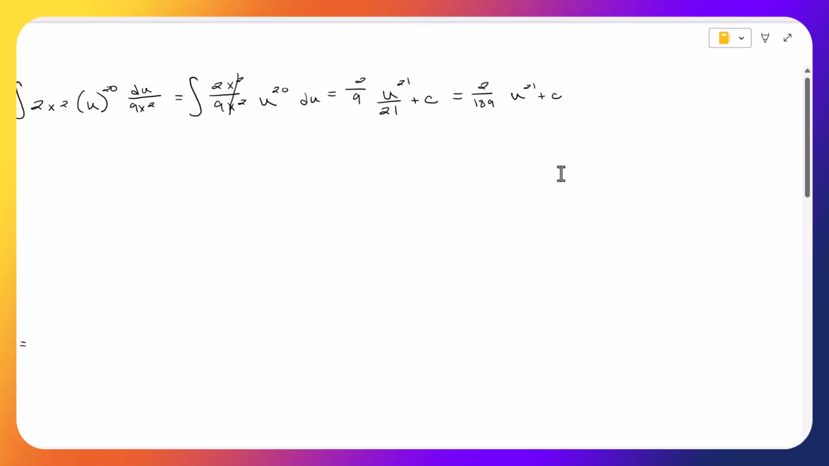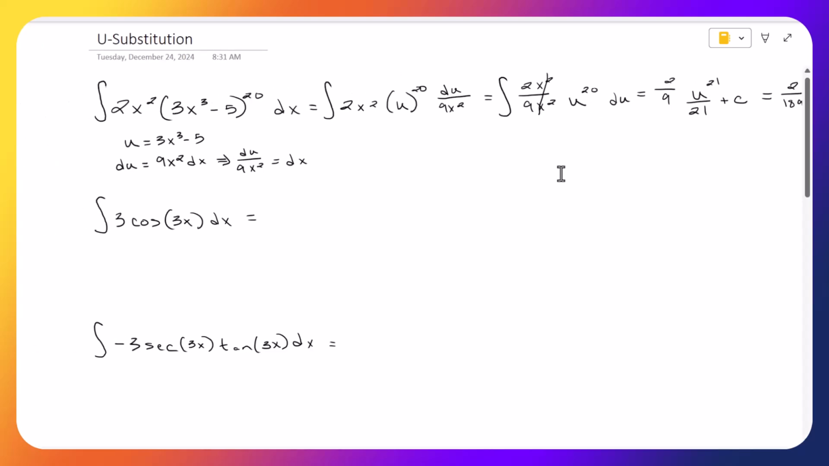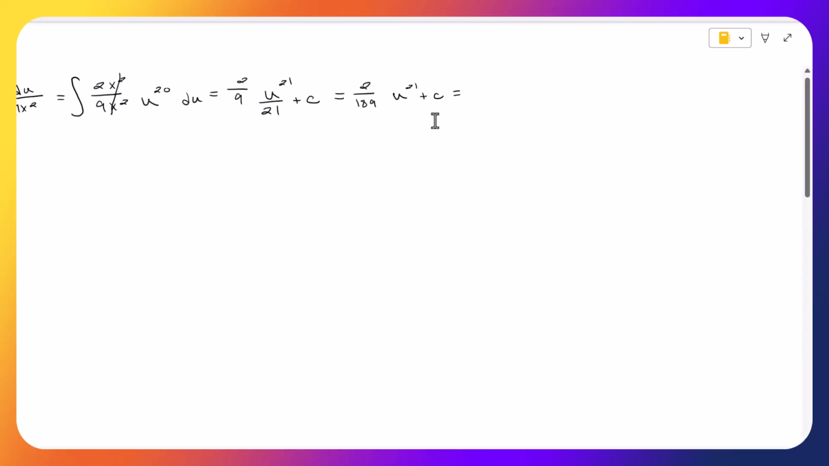And in this case, I'm actually going to do one more. When we get to definite integrals, you won't have to do this next step. But let's rewrite it again in terms of x, because we started with x, so let's end with an x. So this is going to be 2 over 189, and our u was 3x cubed minus 5. So 3x cubed minus 5 to the 21 plus c.